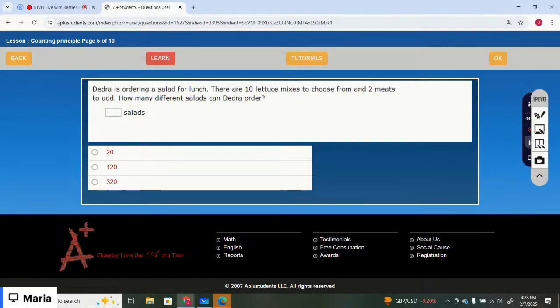Deidra is ordering a salad for lunch. There are 10 lettuce mixes to choose from and 2 meats to add. How many different salads can Deidra order?